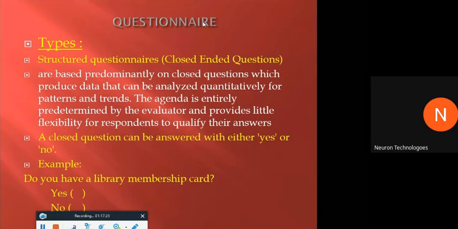Types: structured questions, closed-ended questions. It simply means that you are only discussing the final thing: what it is, what do you know about this thing, and what is your opinion. It's a totally closed question which produces data that can be analyzed quantitatively for patterns and trends. It means that we will give you a form with a rating, and without getting any qualitative suggestions, we just gather data, add it up, and try to get the percentage. In this way we will say that this is the percentage for this question, while getting 1,000 responses or 500 responses. So in this way it will be calculated.